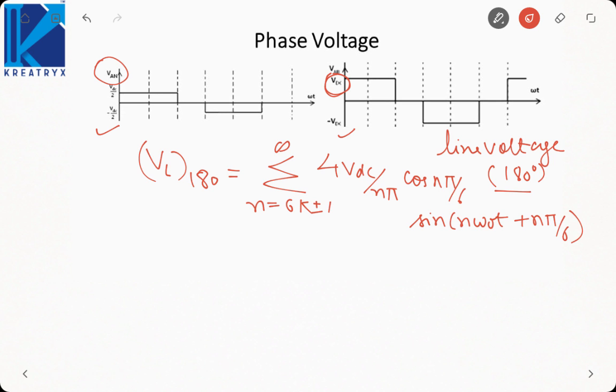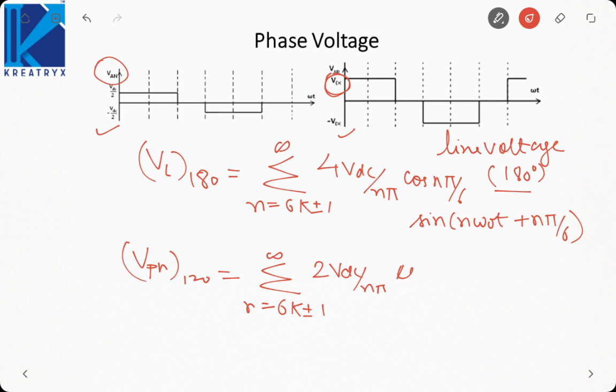Now what will be the phase voltage for 120 degree? From this only, we have to reduce the amplitude to half. Rest will remain same. It will be 2 VDC by n pi cos n pi by 6 sin (n omega naught t plus n pi by 6). This will be the Fourier series for the VAN.